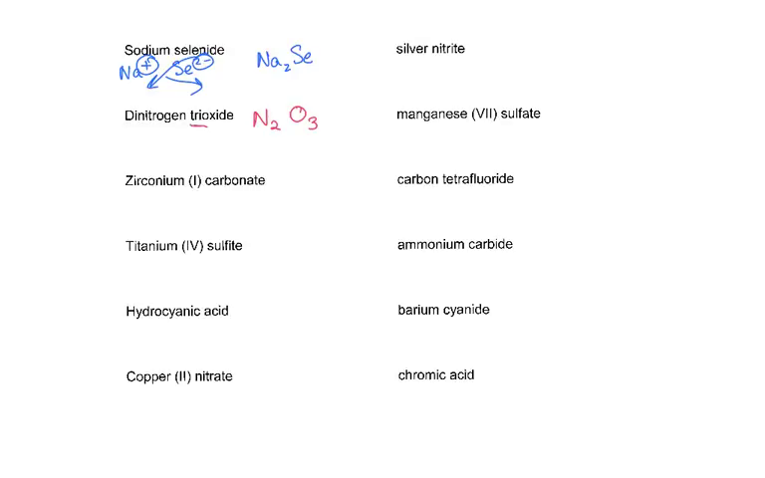Zirconium(I) carbonate, this is ionic, so we need to balance out our charges. Zirconium is Zr, this tells us it's +1 charge. Carbonate is CO3 2-. So you can switch and reduce if you'd like. So Zr2CO3.